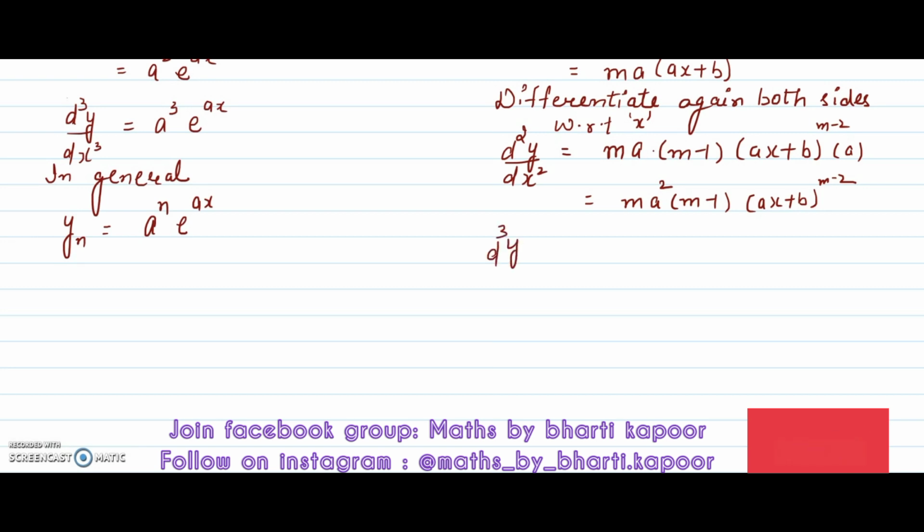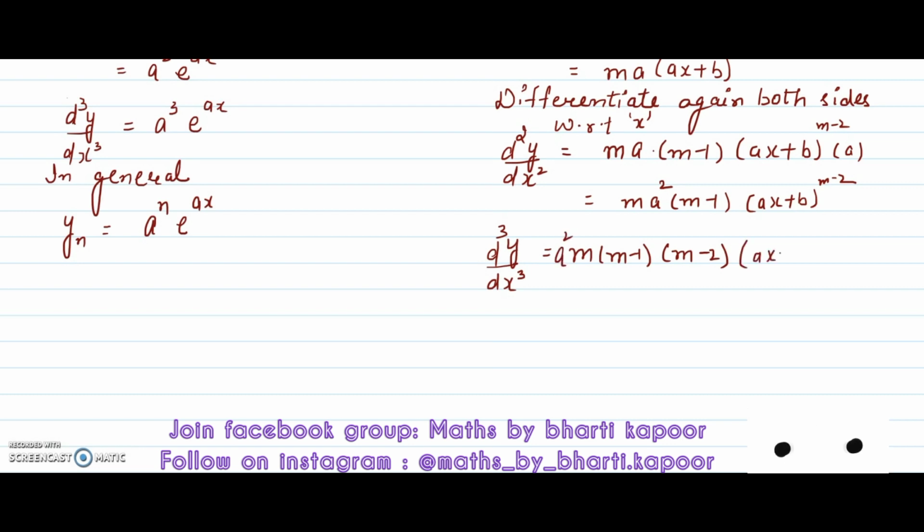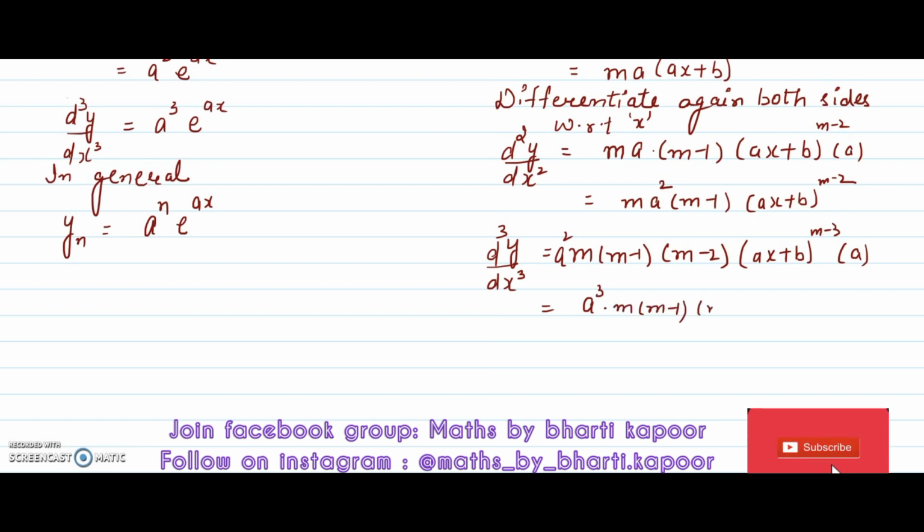Let's find one more derivative, of third order, before generalizing. So that will be m minus 1, m minus 2. If I write a square over here, then ax plus b raised to power m minus 3, and again the derivative of this will give you a. So what is that? a cube m minus 1, m minus 2, ax plus b raised to power m minus 3. Now we are pretty good to generalize.